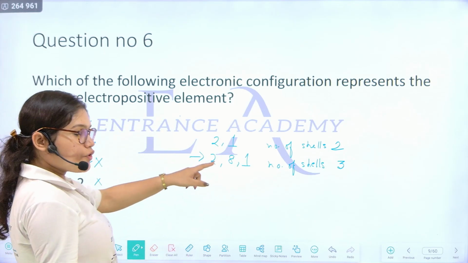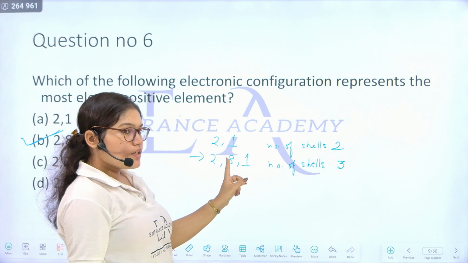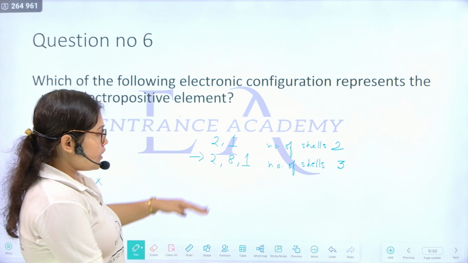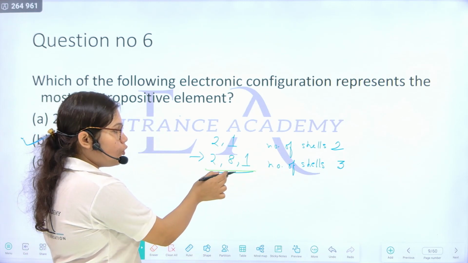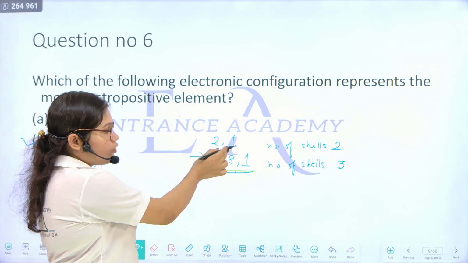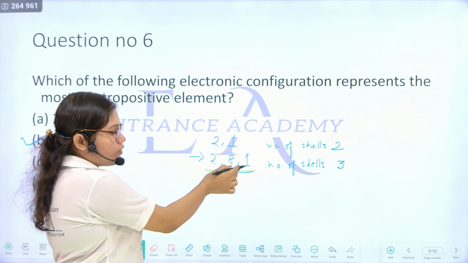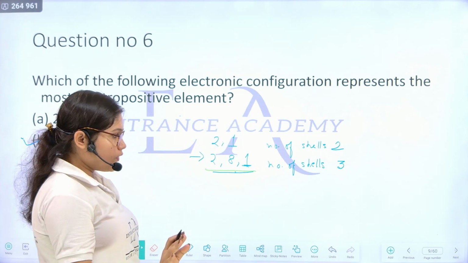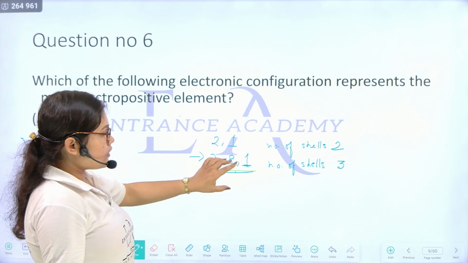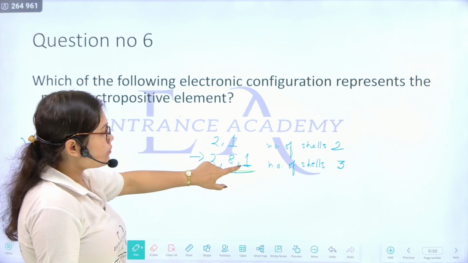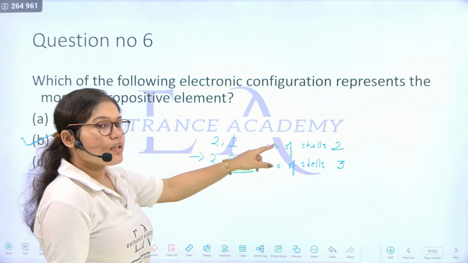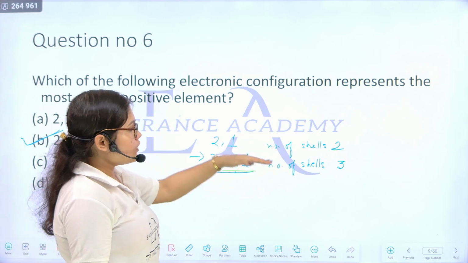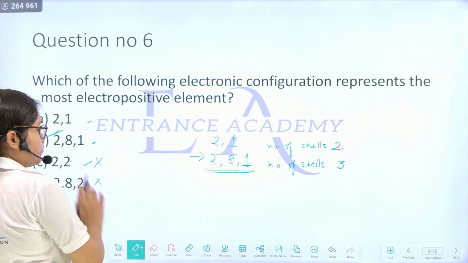It is more electropositive because the tendency to lose an electron in this element is more than the first one. It has also 1 electron, and the valency of this is also 1. Both are electropositive elements, but in this case the distance is more, the number of shells is more, so it has more tendency to lose an electron. That is more electropositive than the first one. So the answer is 2.